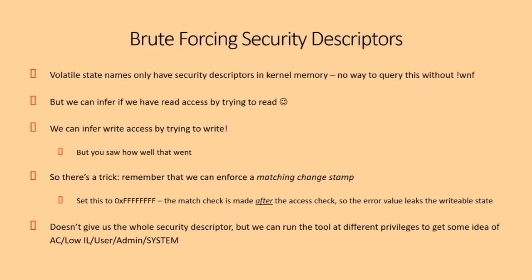Now, the last problem is the security descriptors. How can you know what access you have to a state name? Again, with the kernel, I could just dump the security descriptor and see it, but from user space, the security descriptor isn't anywhere there. So I said, okay, well, if I can try reading from it, then I know it'll work, right? So let's try doing a read. Okay, the read doesn't work. I know I don't have read access. How can I tell if I have write access?